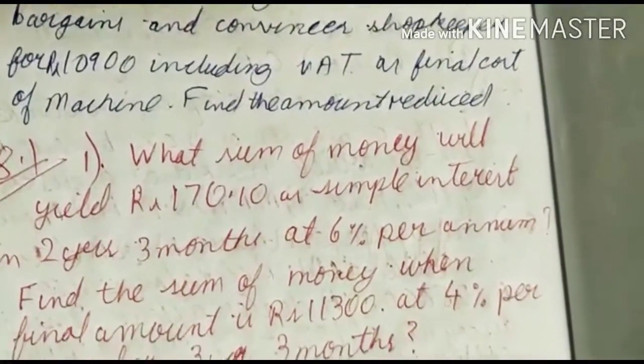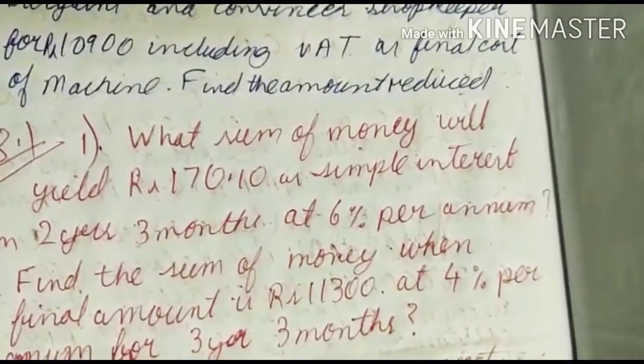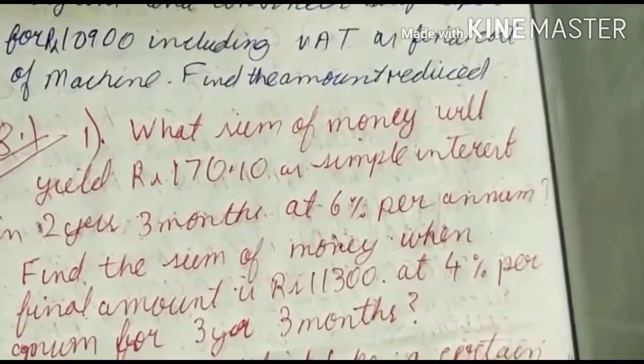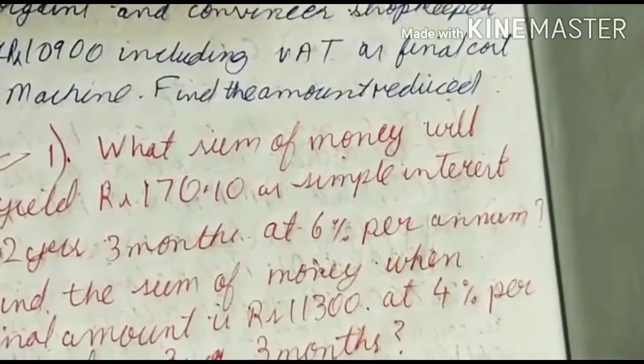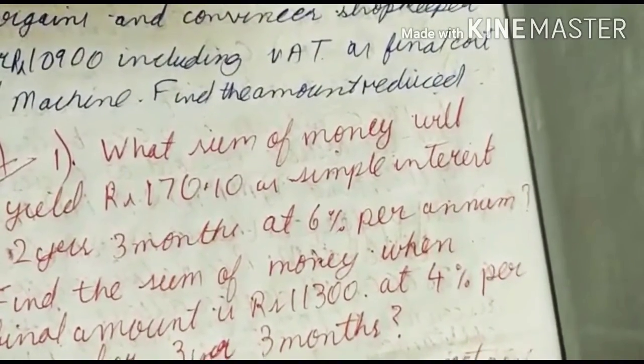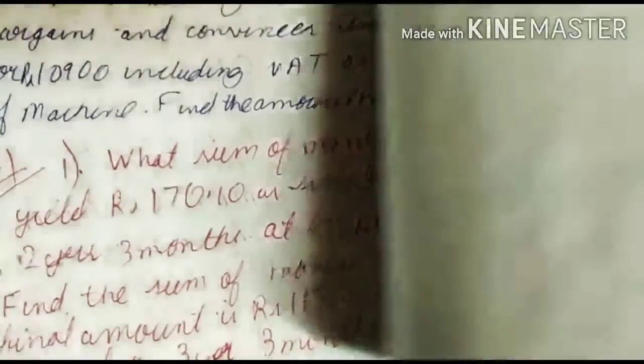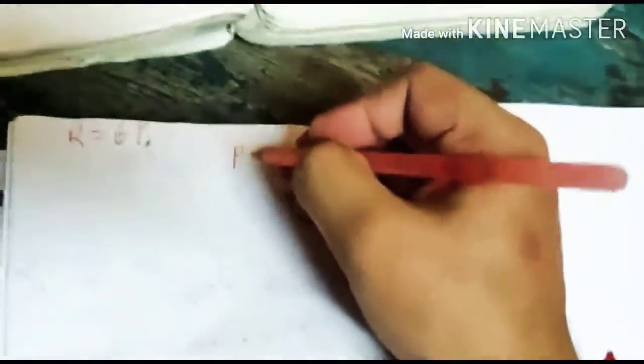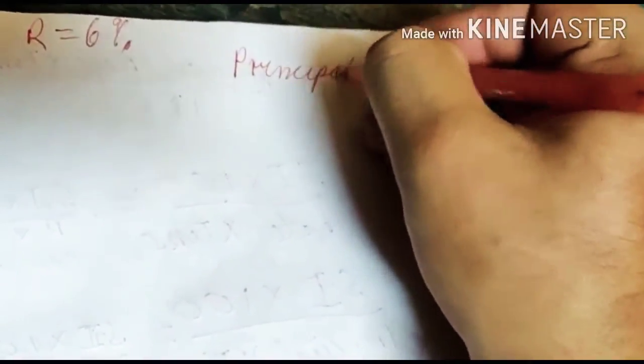Okay, so what do we need now? The question said, what sum of money will yield this interest? Look, principal is also called sum in some questions. If it says what sum of money, it means what principal. So principal is unknown and we have to find the principal.